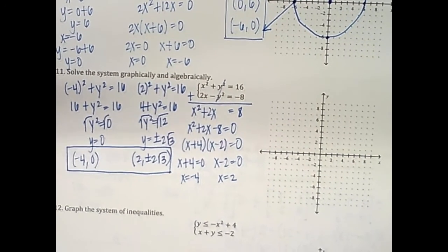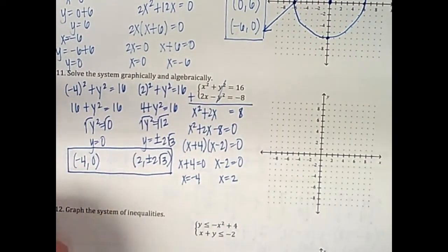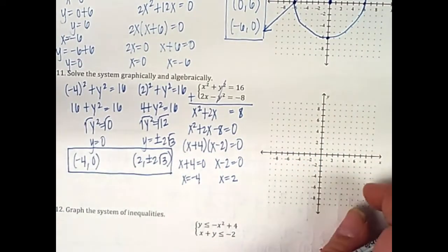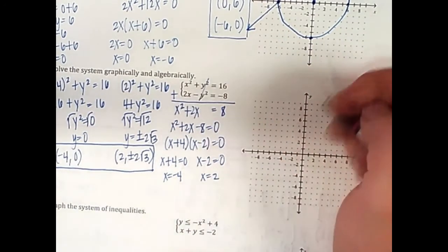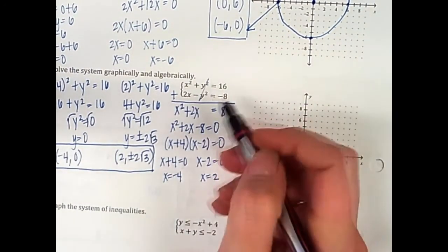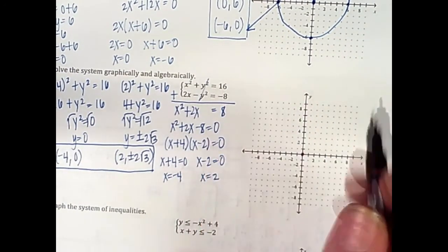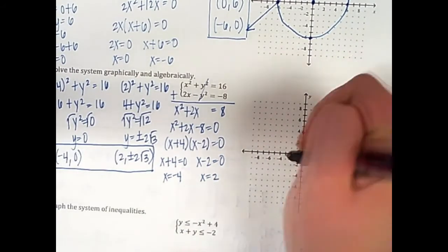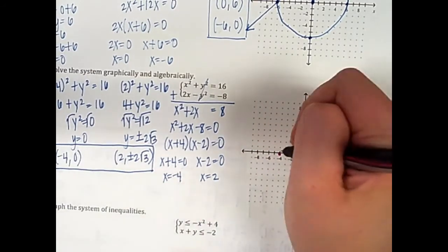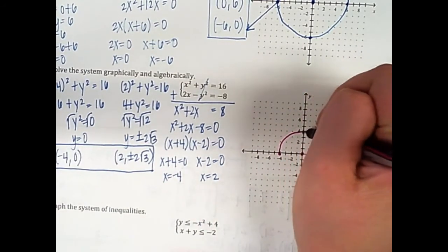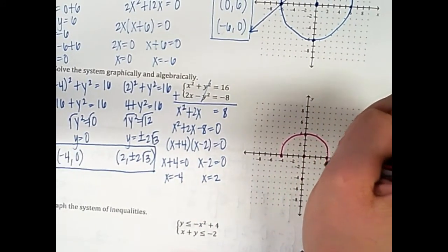Now, I'm going to just first start by graphing my circle. I'm going to graph my circle in a little bit different color so at least you see the difference. Again, my center is at (0, 0), and my radius is the square root of 16. So my radius is 4. And so I start just by graphing.